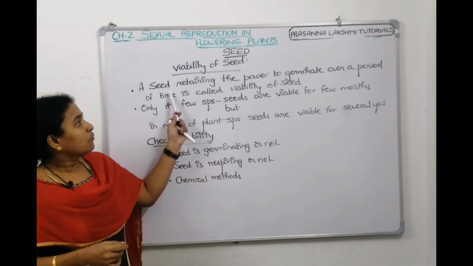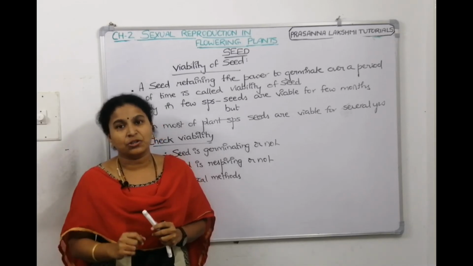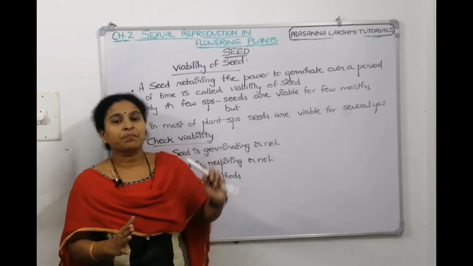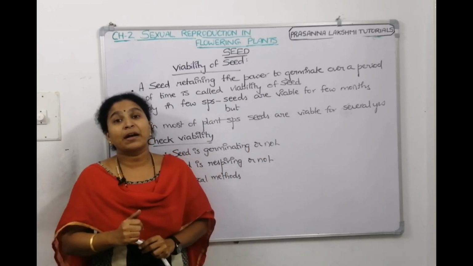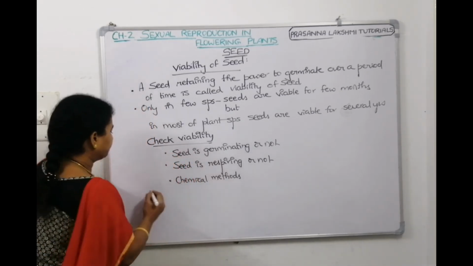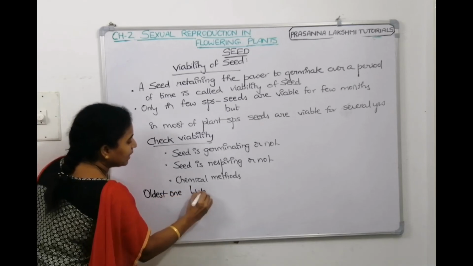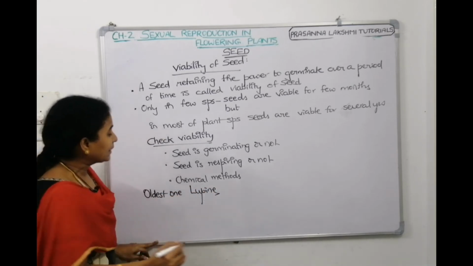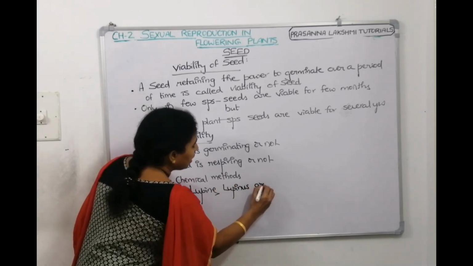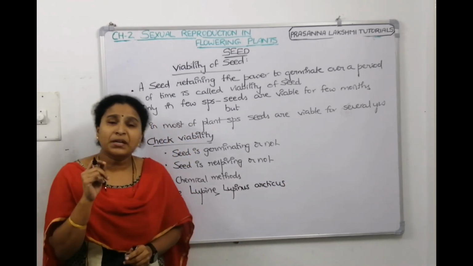Okay. So, what is viability? It is the power of a seed to retain the power of germination. Only few plants have less viability. It is only for months. Whereas, majority of the plants will have viability for several years. The oldest one is lupine. The oldest one, what is that plant? Lupine. Lupinus arcticus. So, the oldest one is lupine, Lupinus arcticus.